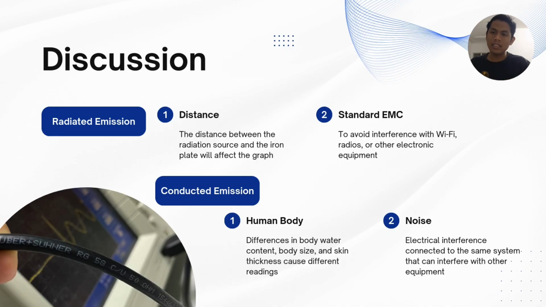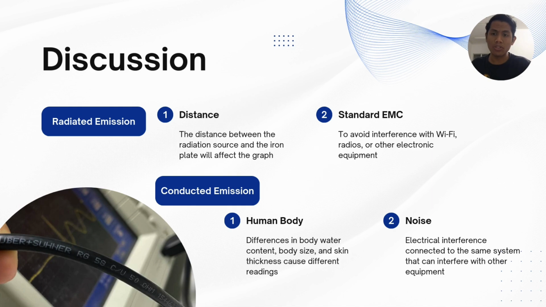The next is the conducted emission. The first is the human body. Differences in body water content, body size, and skin thickness cause different readings. When different individuals touch the plates, the electric current flow will produce different readings and waveforms.